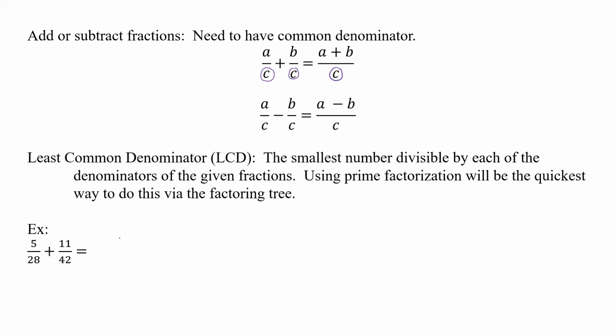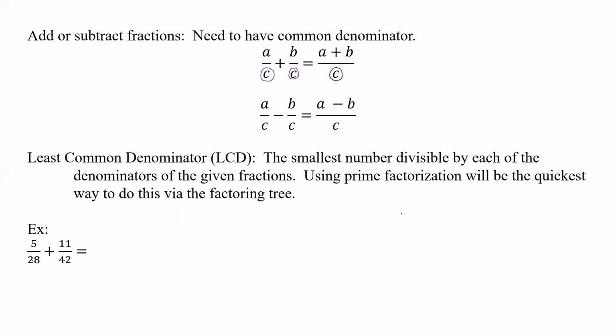And that's why you have to have that common denominator, because that just becomes the denominator of the addition or the subtraction. Now, if you don't have a common denominator, you have to get to that common denominator. So what we need to do then is find the least common denominator, or the LCD. That's the smallest number divisible by each of the denominators of the given fractions. So what we're going to do is use prime factorization to get there the quickest way. And we do that using a factoring tree. Okay, and so we see we have 5 over 28 plus 11 over 42. Well, 28 does not equal 42, so we don't have those two being equal here.